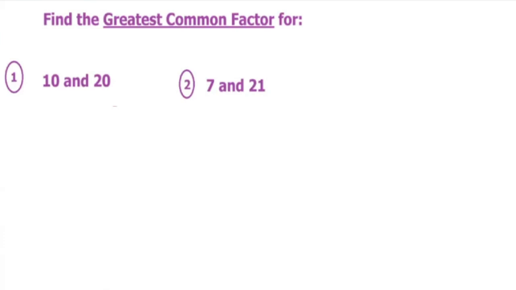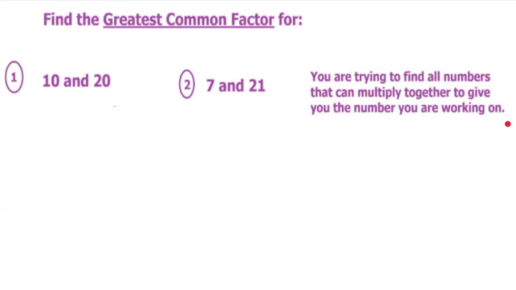In today's lesson, we're going to review the greatest common factor. So if we have a problem that says find the greatest common factor for 10 and 20 and 7 and 21, let's get started. You are trying to find all numbers that can multiply together to give you the number you are working on. That's what we're trying to find. This is how we start to figure out the greatest common factor.